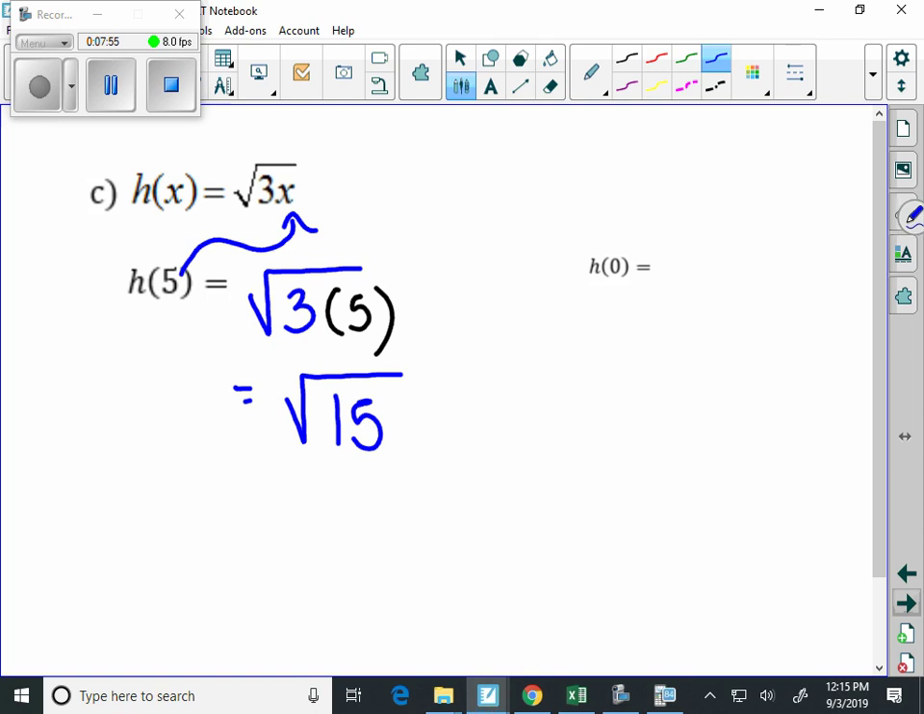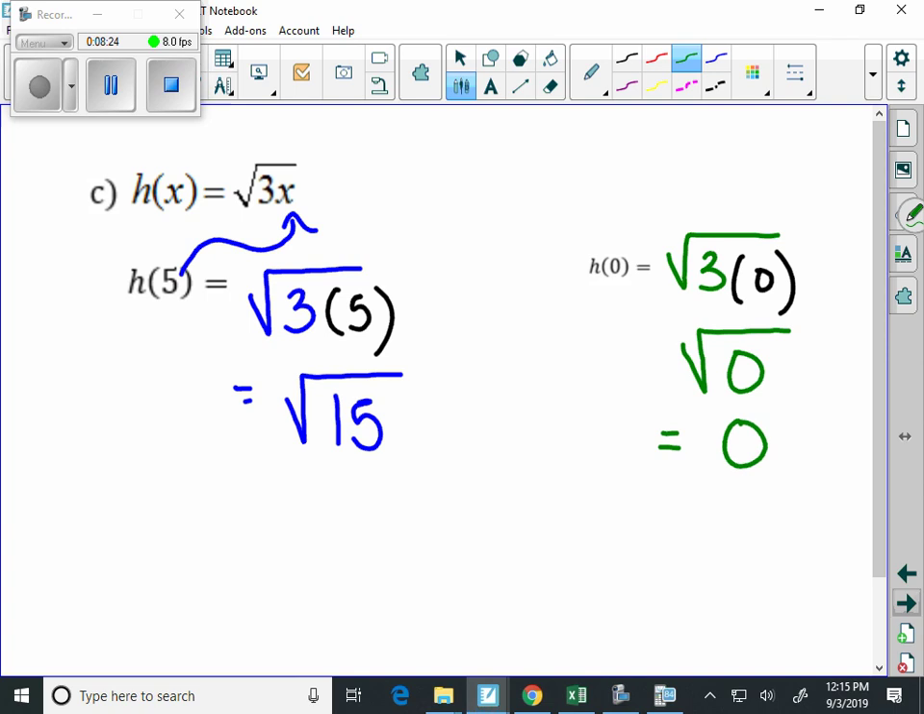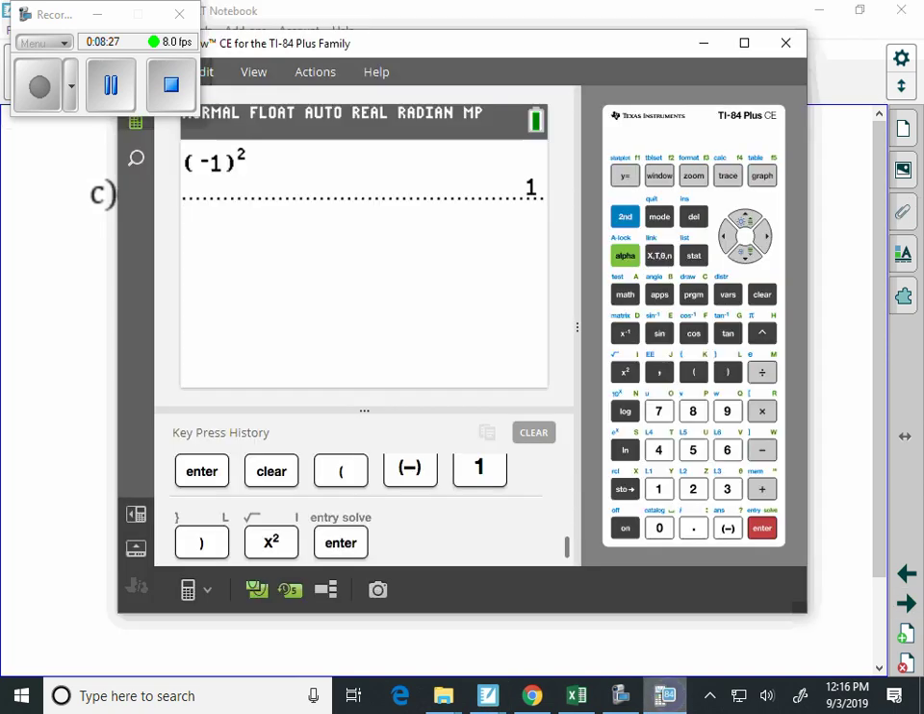Same idea over here with h of 0. 0 is the input, but when we put this 0 back in, it's going to be 3 times 0, and we can simplify just a slight bit more. 3 times 0 is 0, and believe it or not, we can take the square root of 0, whereas we could not take the square root of 15. If you're unsure, pull out your calculator, second, and then the x squared button gets you up to the square root button, and 0, and enter. Will give us the value of 0.